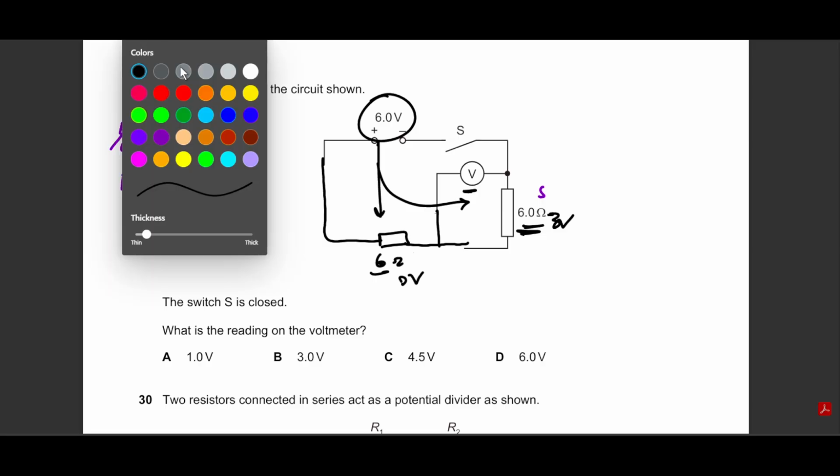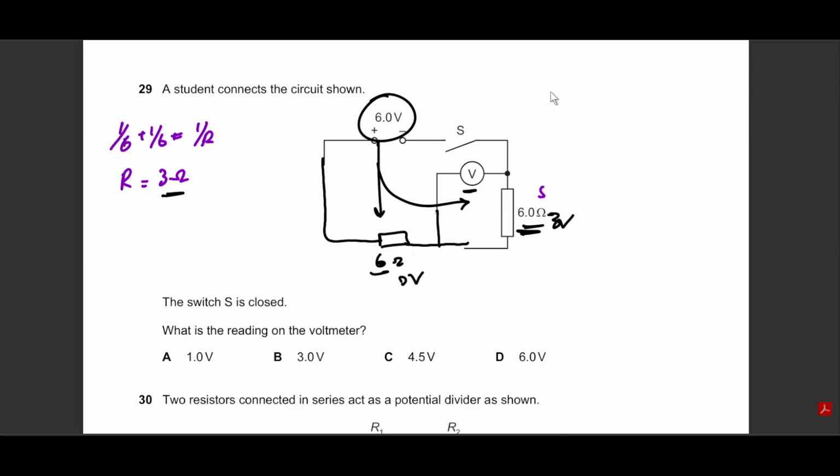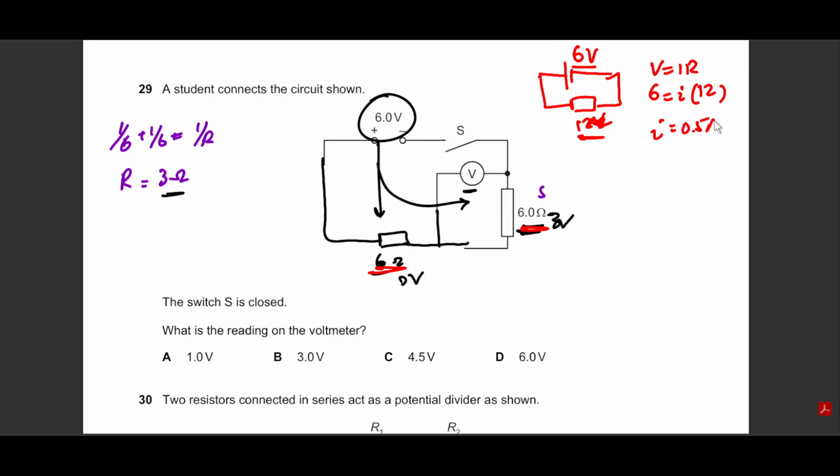If you're not convinced, what you can do is apply V equals IR and see that this is 6 ohms, this is 6 ohms. The combined resistance as a single resistor will come out as 12 ohms. With a 6 volt battery, the current in the battery will be, V equals IR. Voltage available is 6 volts. The current we don't know. Total combined resistance is 12. Current comes out as 0.5 amperes.